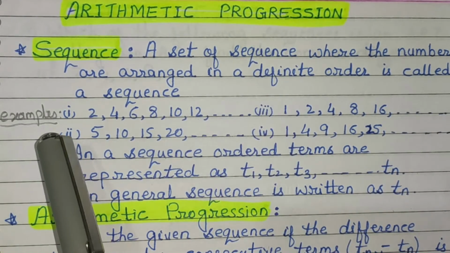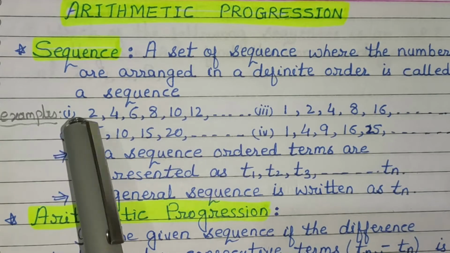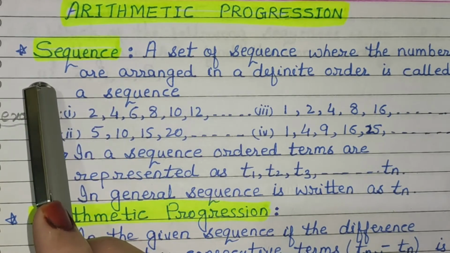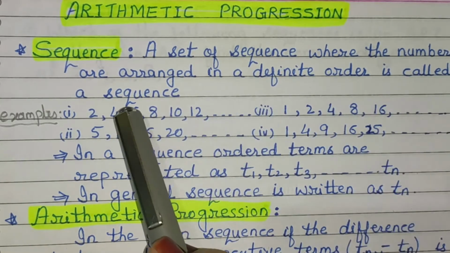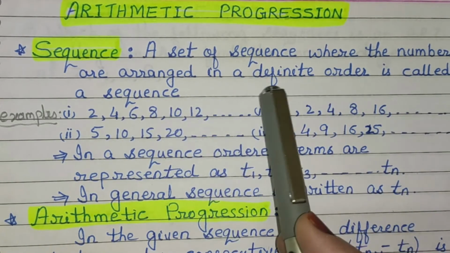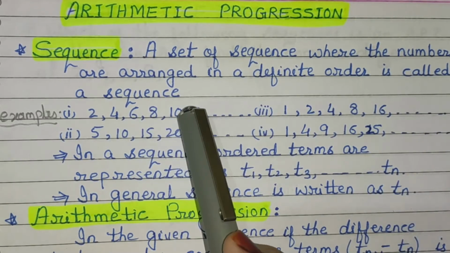Now the next chapter is arithmetic progression. Let us study some important points related to it. Now the first point is sequence. What is sequence? A set of numbers arranged in a definite order is called a sequence.